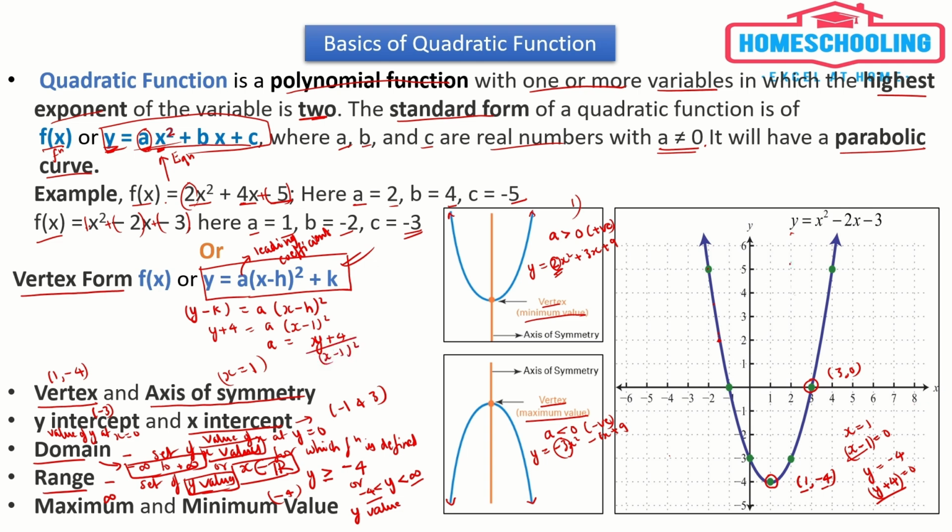Now, in the question, in the graph, two coordinates were given. One was the vertex, and one more coordinate was given, that was 3, 0.